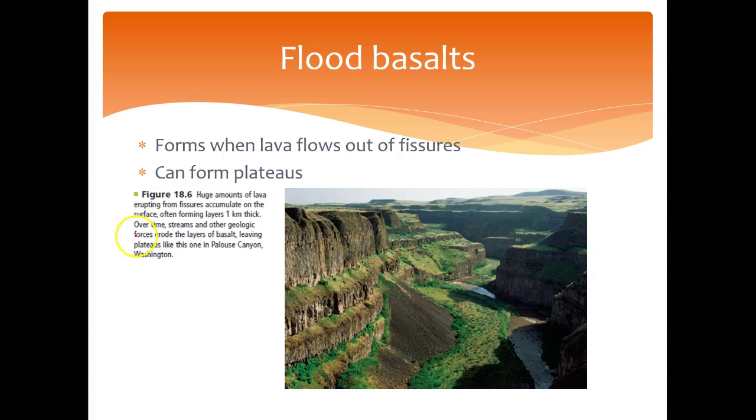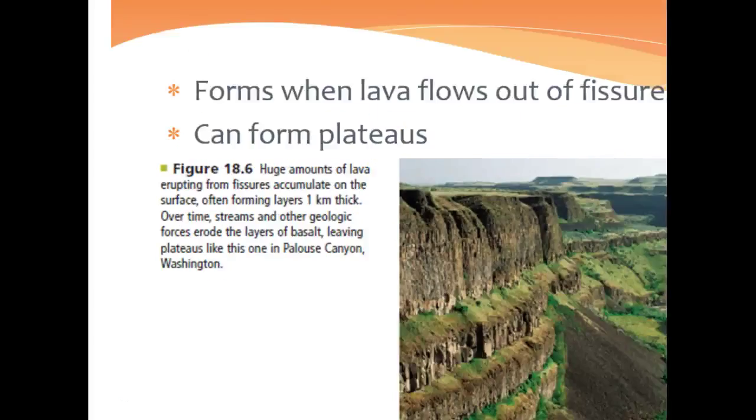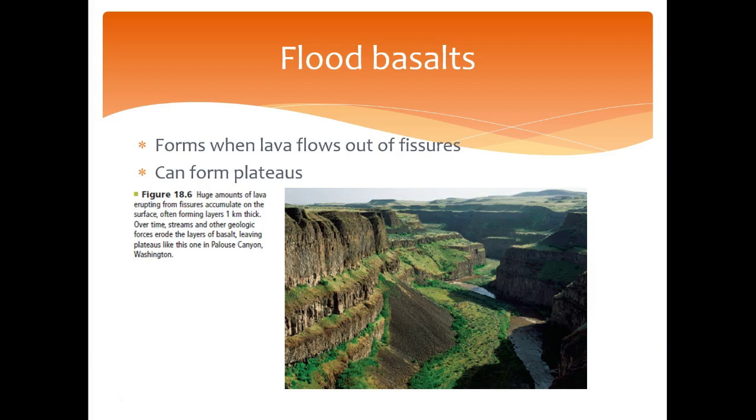If you just take a look at what it says for the figure, and I'll zoom in so you can read it too. Huge amounts of lava erupting from fissures accumulate on the surface, often forming layers a kilometer thick. Over time, streams and other geologic forces erode the layers of basalt, leaving plateaus like this one. So basically, all this material right here was gushing out of a fissure and formed this outcrop, and over time the stream wore it down. So what you get left with is a plateau.